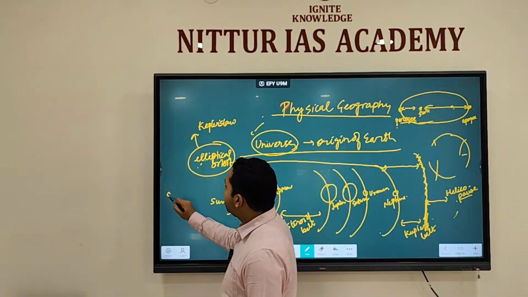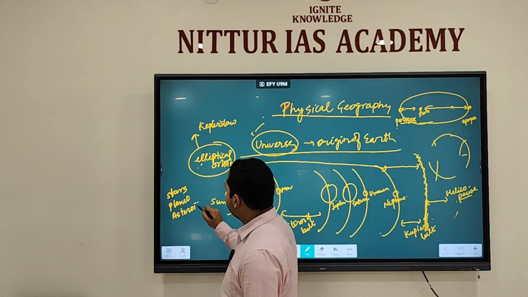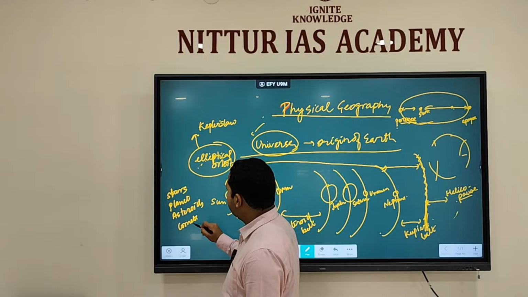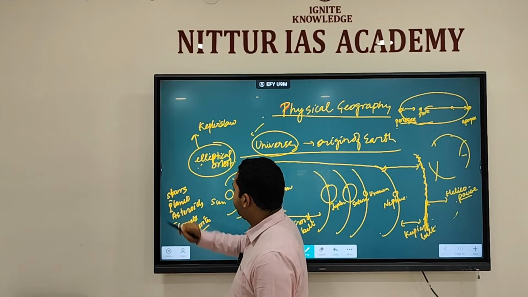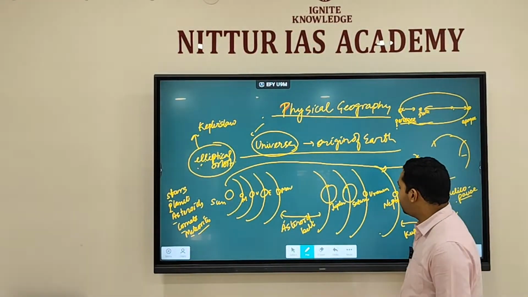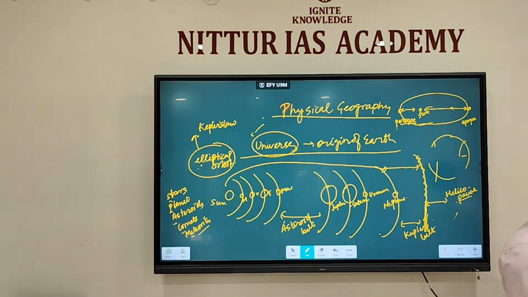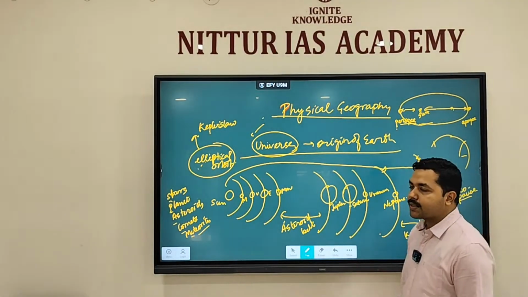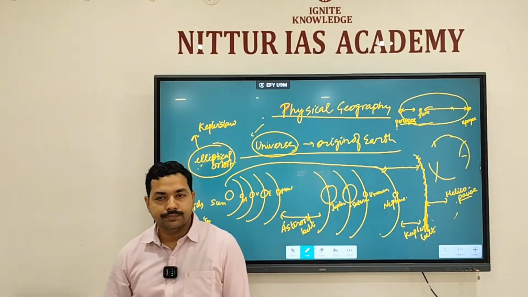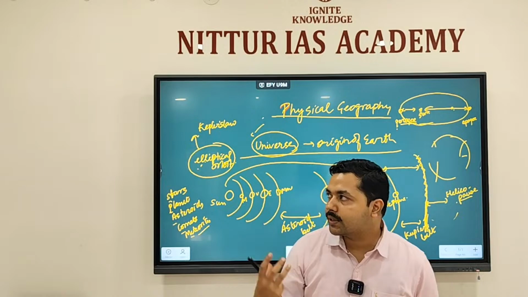So first, you have to be clear about certain terms. What are stars, planets, asteroids, comets, meteoroids? You have these particular terms that we have used till now. So you have asteroid belts, you have planets, you have stars. The sun is referred to as what? A star. So what basically is a star?